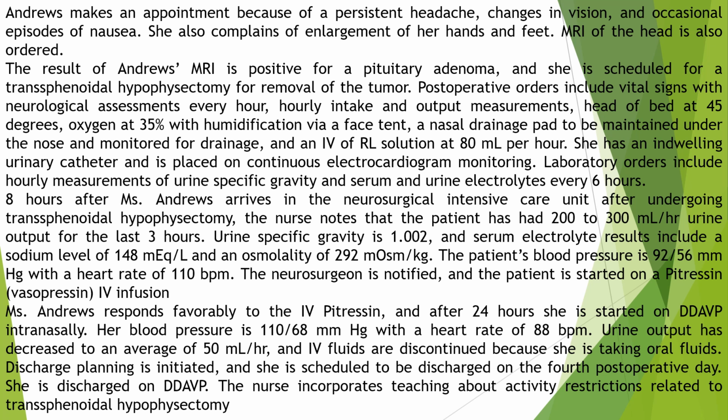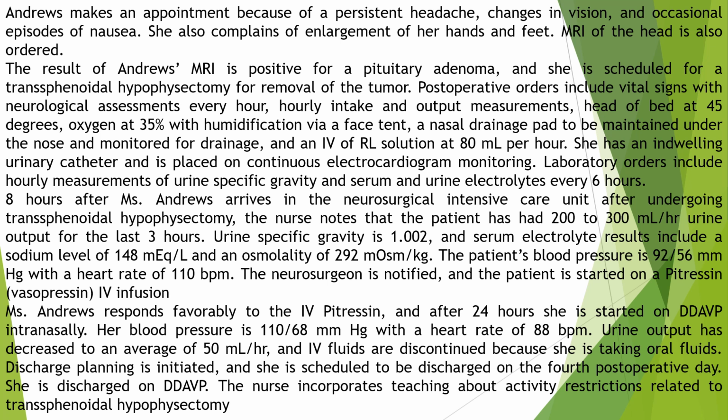8 hours after Ms. Andrews arrives in the neurosurgical ICU after undergoing transsphenoidal hypophysectomy, the nurse notes that the patient has had 200 to 300 ml per hour urine output for the last 3 hours. Urine specific gravity is 1.002 and serum electrolyte results include a sodium level of 148 milliequivalents per liter and an osmolality of 292 milliosmoles per kg. The patient's blood pressure is 92 by 56 mmHg with a heart rate of 110 beats per minute.